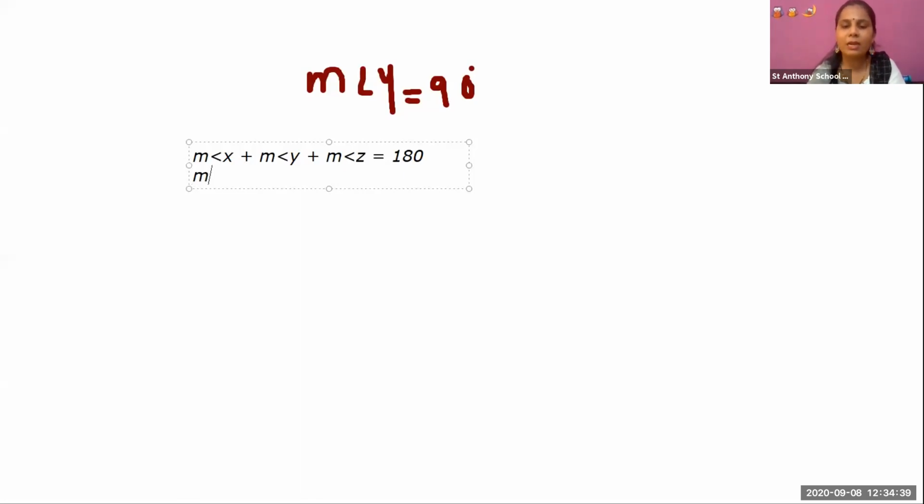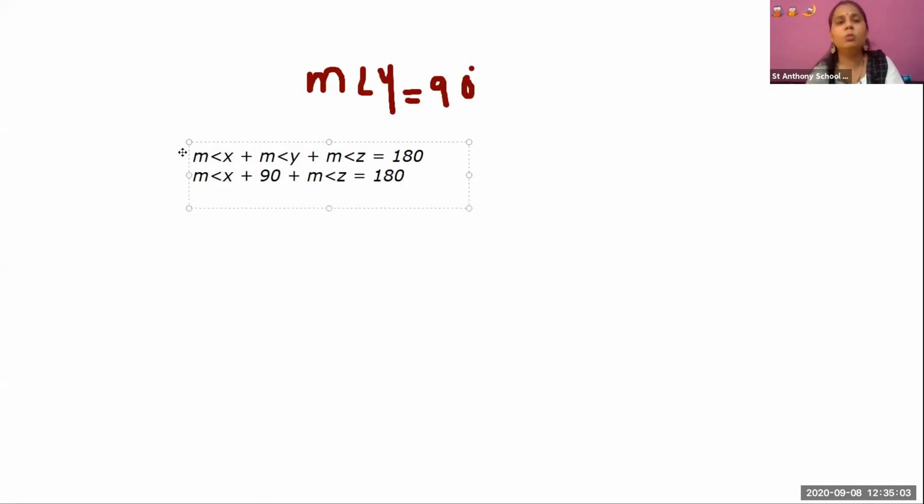No. So we'll write the measure of angle X as it is, because no value is there for the measure of angle X, plus the measure of angle Y is given. What is the value of the measure of angle Y? 90 degrees. Plus the measure of angle Z, the value of which is not given, so it will remain as it is, is equal to 180.